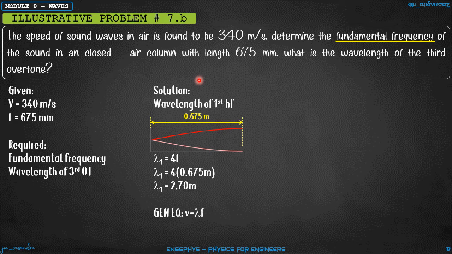And from here, we can now use our general equation, which is the speed is equal to the wavelength times the frequency. So the speed, which is uniform for any frequency or any wavelength, 340 meters per second, is equal to 2.7 meters, your wavelength, times our frequency 1. So the frequency 1 is now equal to 125.926 Hertz. Okay. So next, we want to solve for the wavelength of the third overtone.